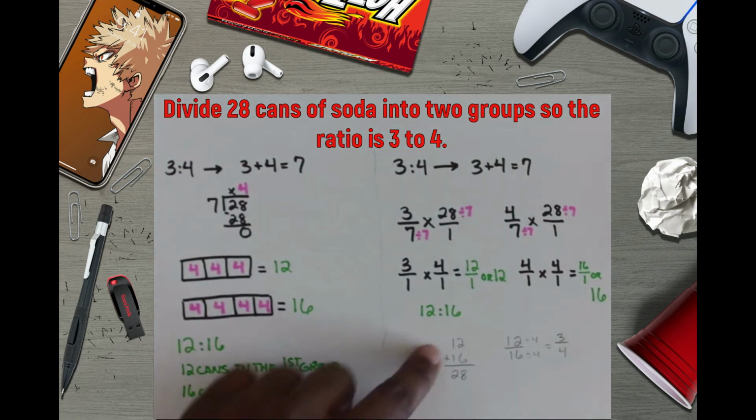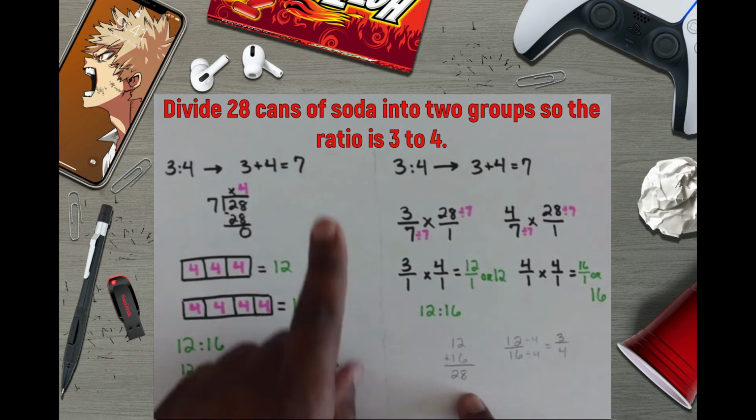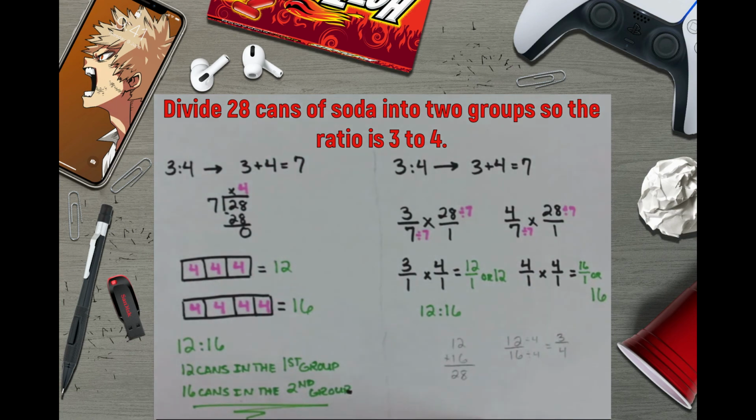So a way to double check: add the two numbers that you got in the end to make sure that it adds up to the total items that you had in your problem, and then simplify the two numbers to make sure it gives you the ratio that you started off with in your problem. All right?